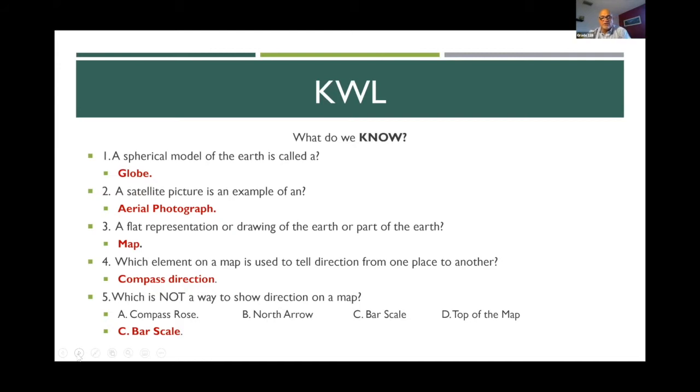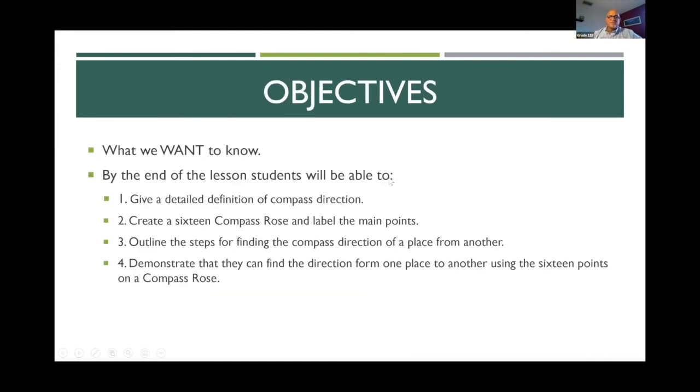All right, so we're gonna move on today and we're gonna be looking at these objectives. What do we want to know? Give a detailed definition of what compass direction is. All right, so today we want to look at and give a detailed definition of a compass direction. We're going to create something today. We're going to make something. We're going to create a 16-point compass rose, and we're going to label the main points on that rose. We're going to outline steps for finding the compass direction from one place to another. And then finally, we're gonna demonstrate that we can use or find direction from one place to another using a compass rose. So those are our objectives for today.